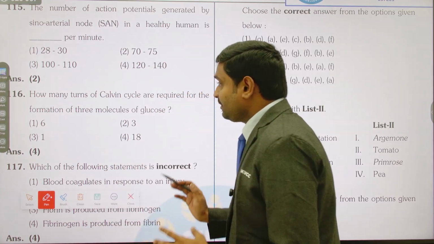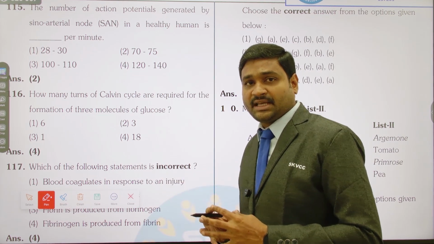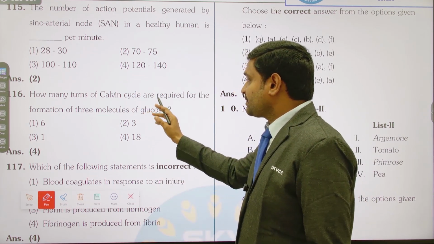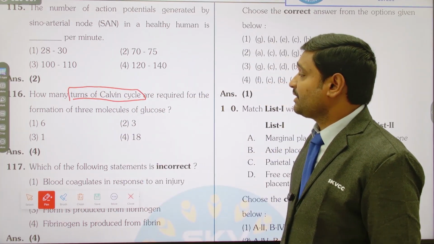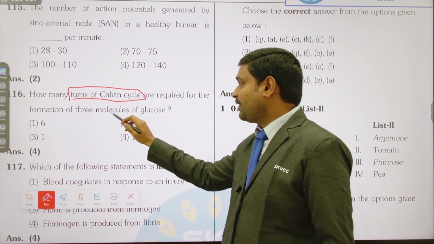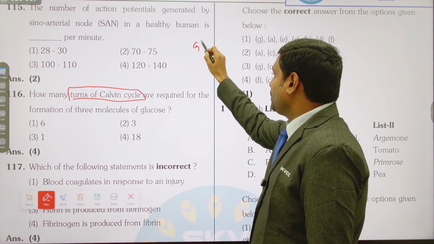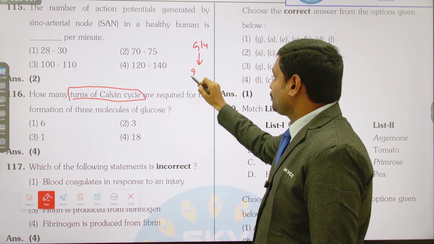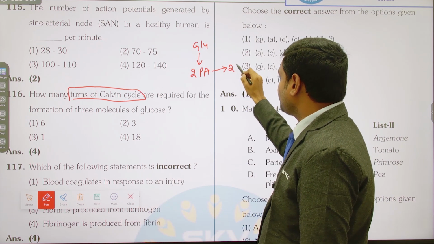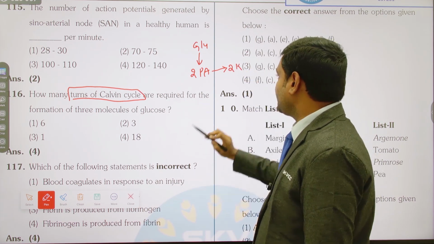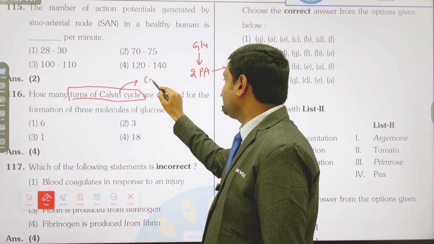Next, question number 116 is a little bit confusing, but if you have conceptual clarity, it is easy to attempt. How many turns of the Calvin cycle are required for the formation of 3 molecules of glucose? Generally, if one glucose molecule turns into 2 molecules of pyruvic acid, these 2 molecules of pyruvic acid undergo 2 turns of the Krebs cycle. Here turns of the Calvin cycle, which means the C3 cycle.